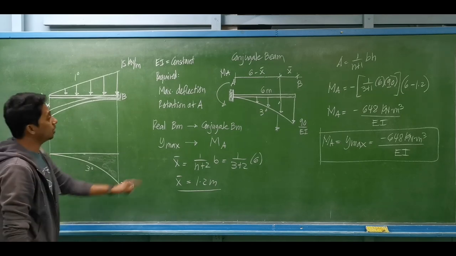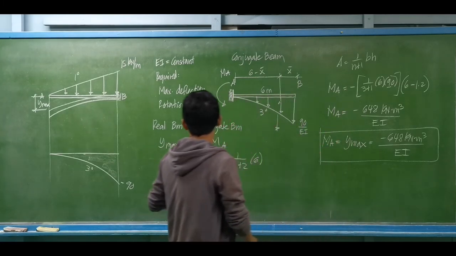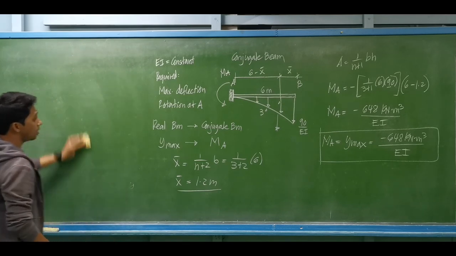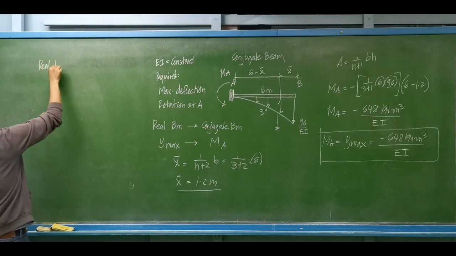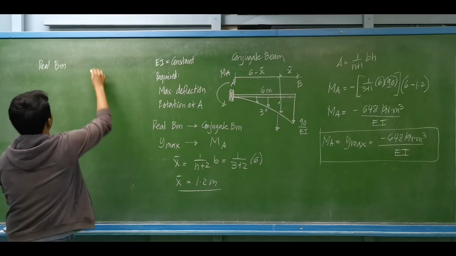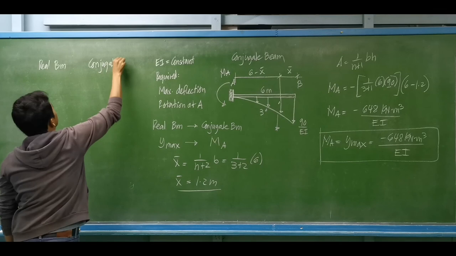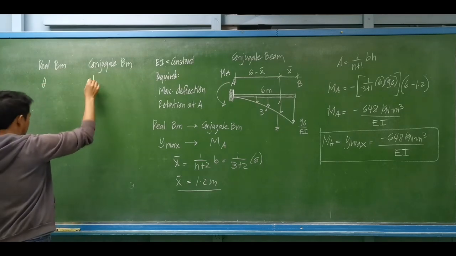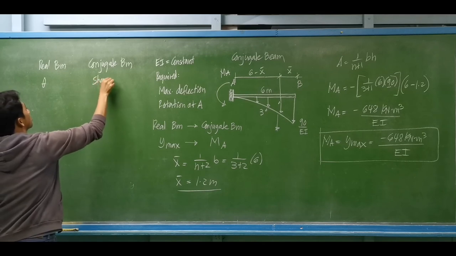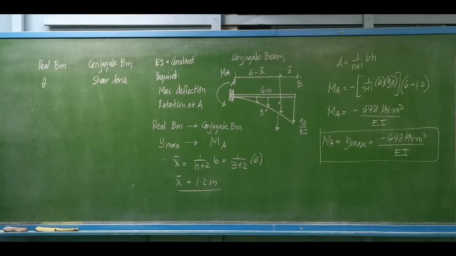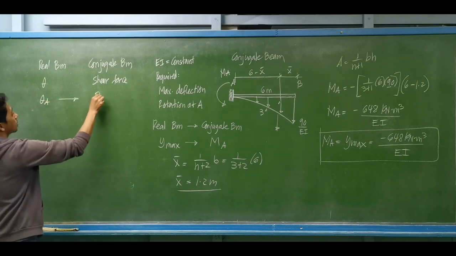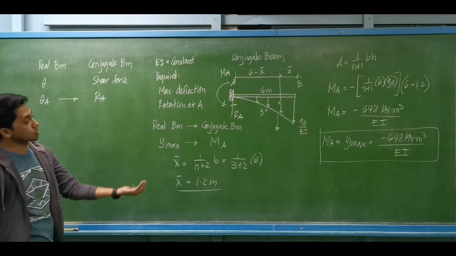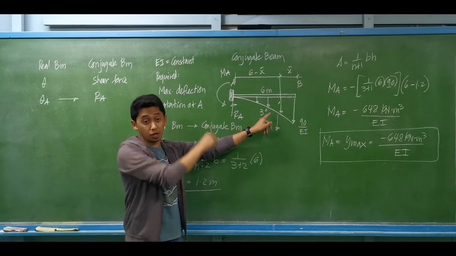So now, how do we compute the rotation, or the slope at A? Again, we are to compare the real beam versus the conjugate beam. The rotation in the real beam is the same as the shear force on the conjugate beam. So if you are looking for the rotation at A, that is the same as the reaction at A. So we need to compute this value, R sub A. I will assume that it is upward since our loading on this conjugate beam is downward.